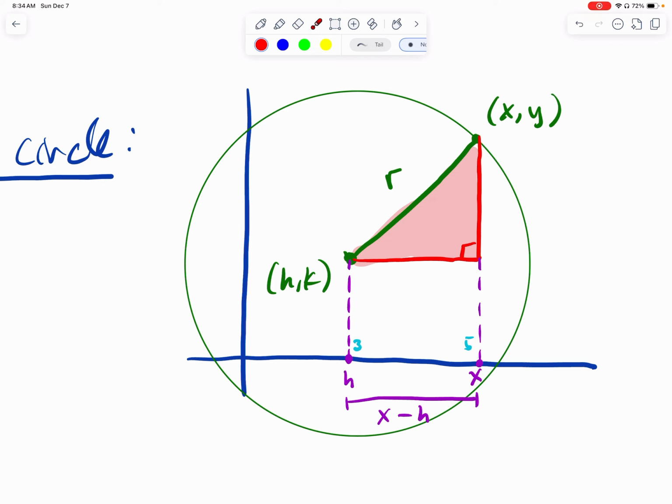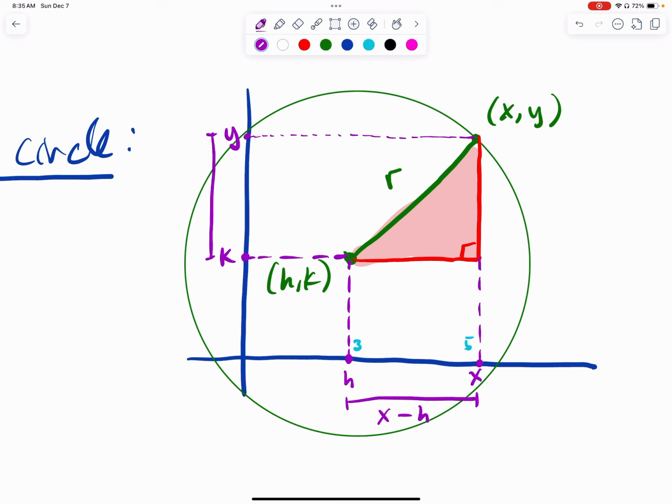Okay, now I'm just going to do the exact same thing for the y-axis. In order to get to this k point, I have to go up k in order to get there. So I'll project this thing over to the y-axis, that's k. And then in order to get to this point right here, I need to go up y. So I'll project this thing straight across, and that one is y. And then just like I did at the bottom, in order to find that distance, we'll just subtract those two. That one's going to be top minus bottom, so y minus k.